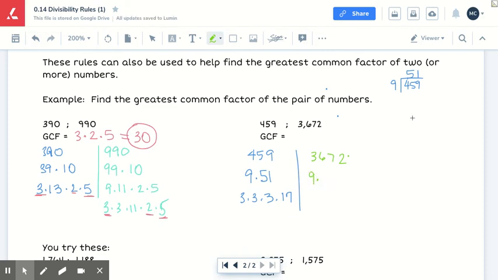So I want to see 9 times what? So again, I'm going to do a little division out to the side. Okay, so 9 will go into 36 4 times with nothing left over. It brings down a 7. 9 won't go into 7, so that's a 0. Bring down the 2, and I've got 72. 9 will go into 72 8 times. So this is 9 times 408.